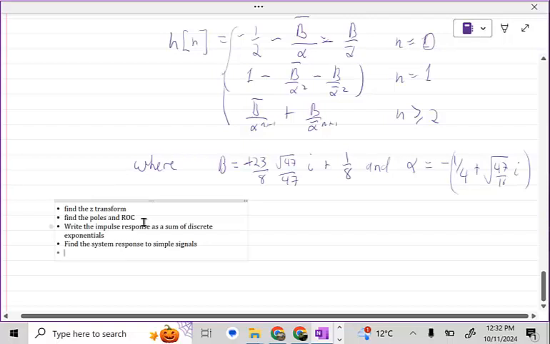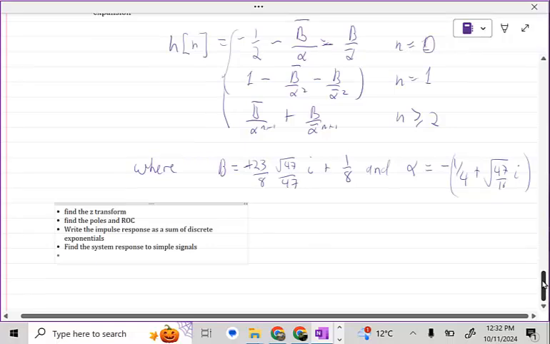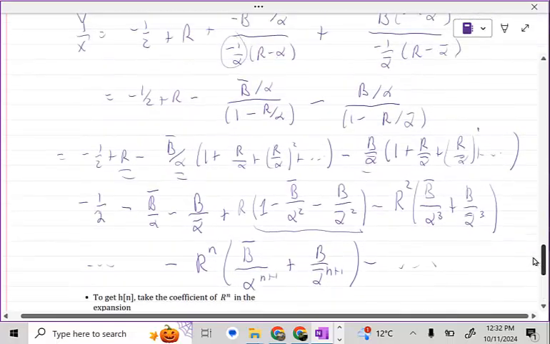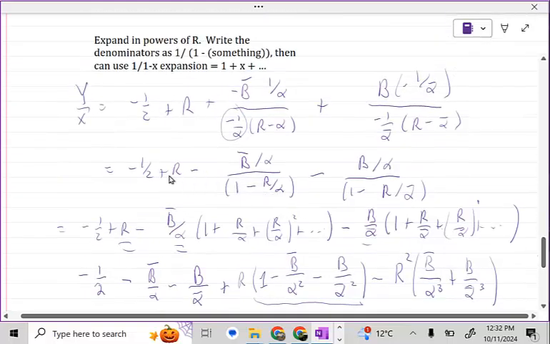Right. So first of all, find the z-transform. Well, we're done. Basically, you just take r and replace it with 1 over z. So here we have our response function, and I just replaced the r with 1 over z.